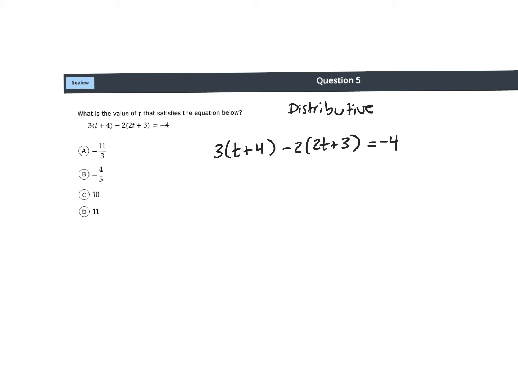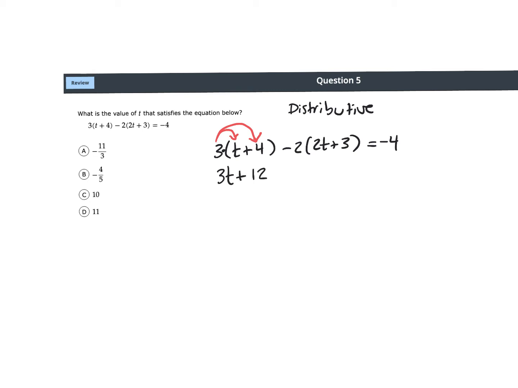With the distributive property, you want to make sure that you share with both items. So I'll show this slowly. 3 times t, remember this means multiply if it's outside, is 3t. And then 3 times 4, not 3 plus 4, 3 times 4 will give you 12.